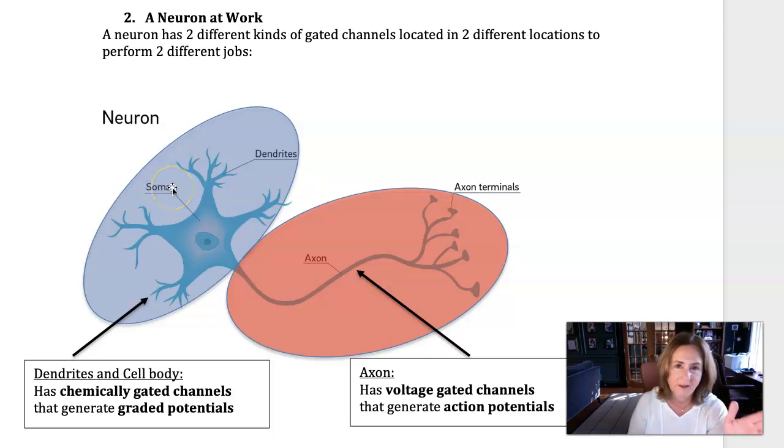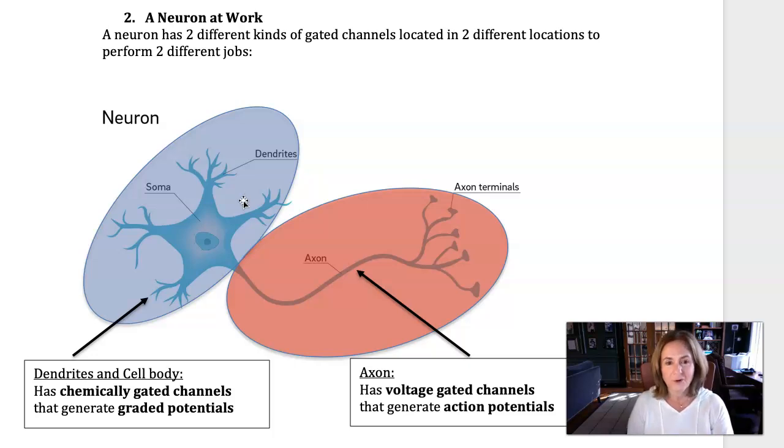Okay, there's no overlap in these. And so unlike the resting membrane potential, where we see that everywhere, we'll see that the cell can receive incoming information on the dendrites and the cell body. On the dendrites and the cell body, the way that we receive that incoming stimuli is through chemically gated channels. And those chemically gated channels will allow ion movement that generate what's known as a graded potential. So the graded potential is just the way that the neuron receives incoming information.